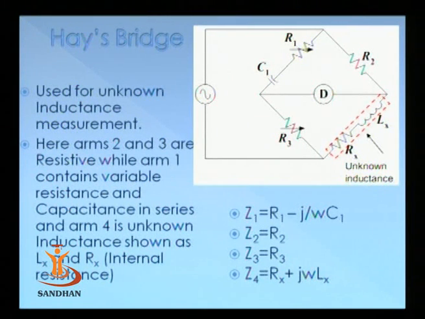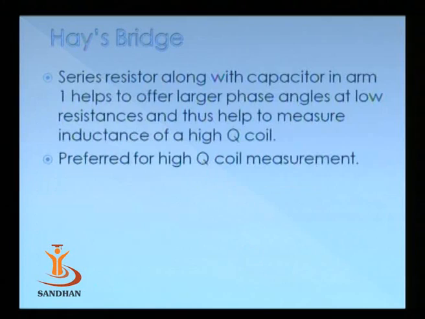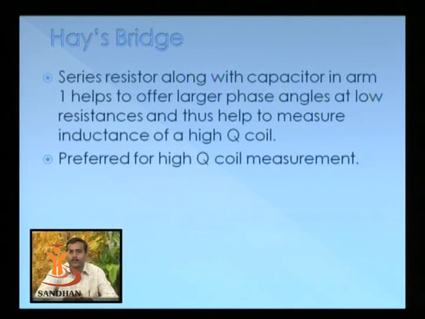Z1, that is impedance of the first arm, is equal to resistance R1 minus j upon omega C1. Z2, that is impedance of arm 2, R2. Z3, impedance of arm 3, R3. Z4, impedance of arm 4, as a series internal resistance plus inductive impedance, Rx plus j omega Lx. Hayes bridge: series resistor along with the capacitor in arm 1 helps to offer phase angle at low resistance and thus helps to measure inductance of a high Q coil.